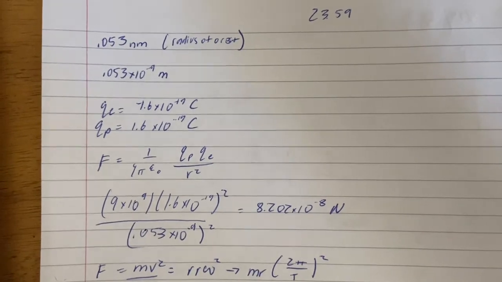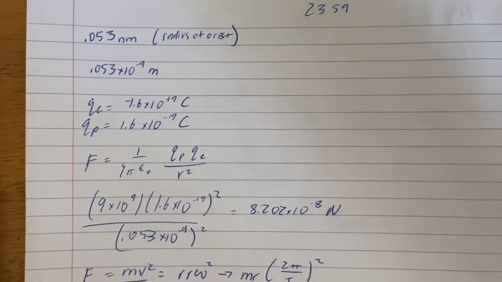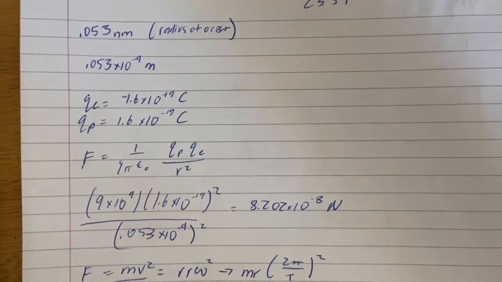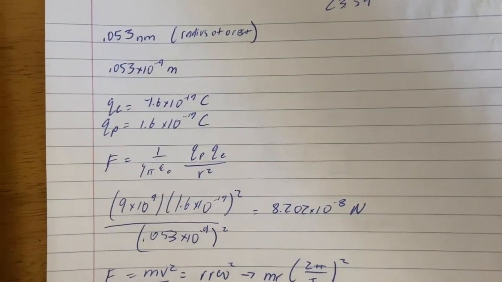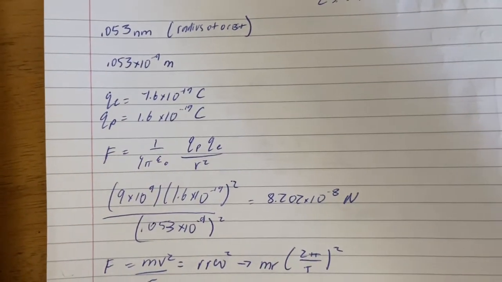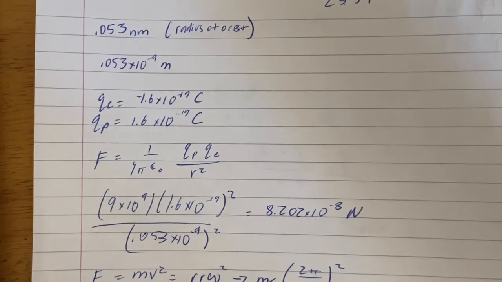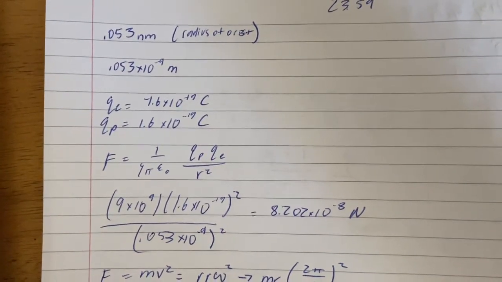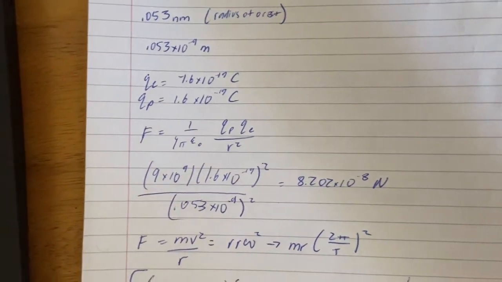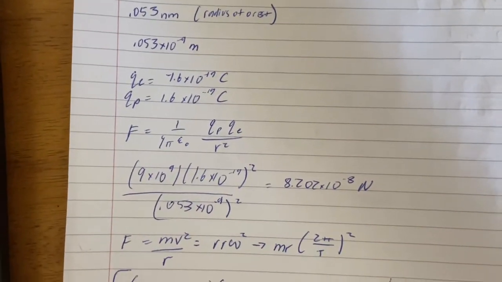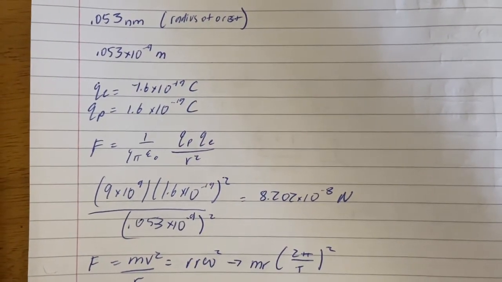So to find the electric force between the proton and the electron, we can use Coulomb's law. So that's going to be 1 over 4 pi epsilon naught times, I kind of messed up there, but those charges should be absolute values. So it's just going to be that 1.6 times 10 to the negative 19th value squared over that radius of orbit, 0.053 times 10 to the negative 9th squared. So for the electric force between the proton and electron, it is found to be 8.202 times 10 to the negative 8th newtons.